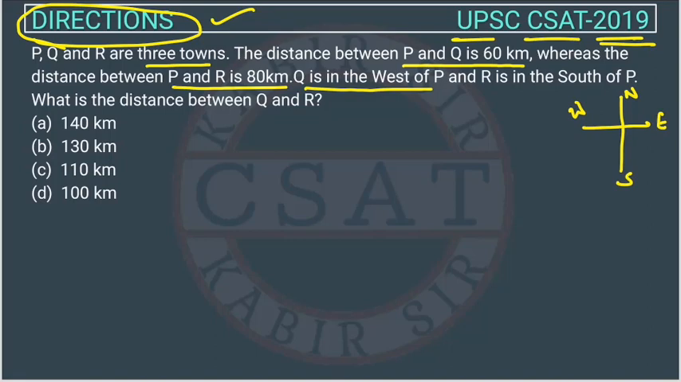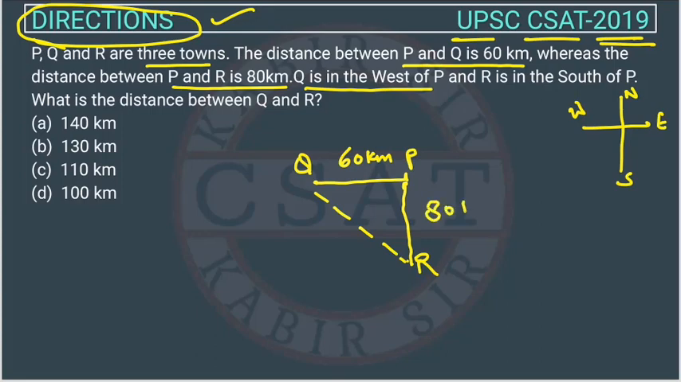So now from here we will see Q is in the west. So Q is in the west of P. So Q will be here, P will be here, right? And R is in the south of P. So if P is here, R is in the south. So R will be here somewhere, right? So this is R. Okay. So what is the distance between Q and R? So they are asking this distance, right? This dotted distance we have to find out. And they have given PQ is 60 kilometers, whereas the distance between P and R is 80 kilometers, right? So now how to find out the QR.